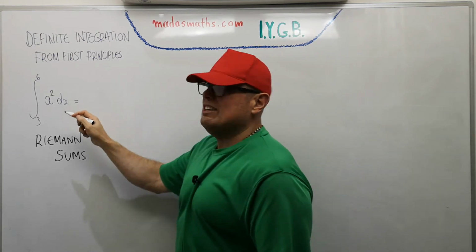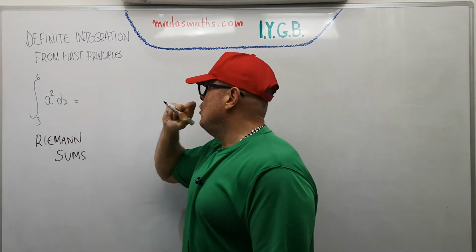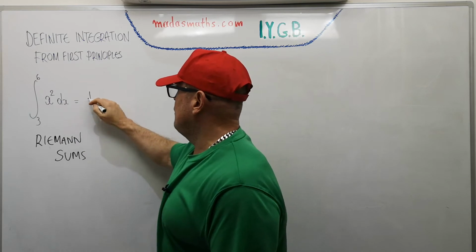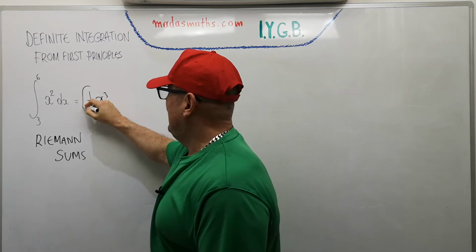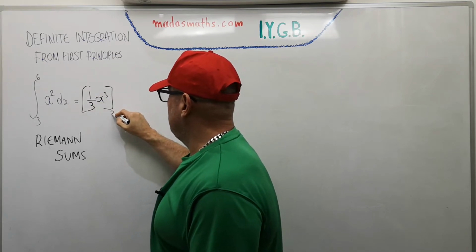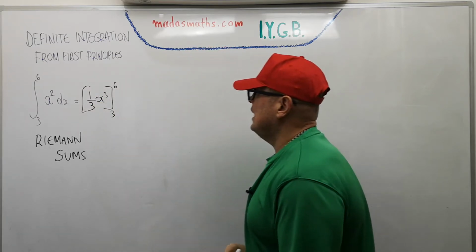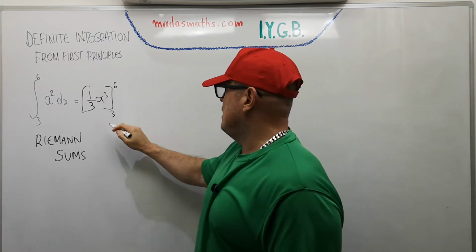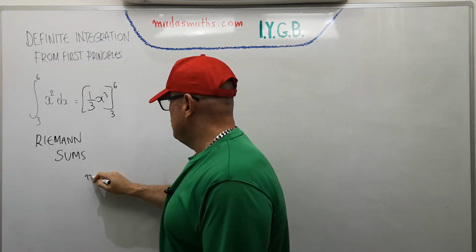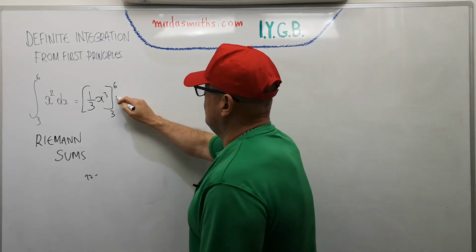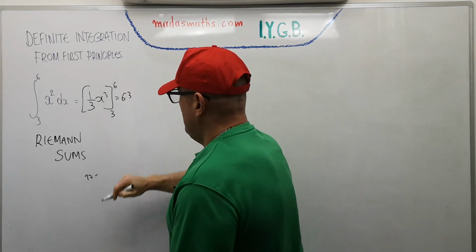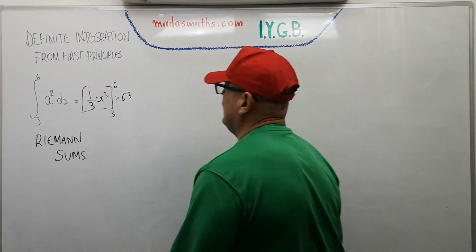First of all, let's evaluate this so we have an answer for what we ought to be getting eventually. That's a very easy integral, of course. It's a third x cubed between the limits of 3 and 6. So 6 cubed is 216 divided by 3, which is 72. Take away 27 divided by 3, which is 9, gives 63. So this should give us 63 here. But of course, we're going to do it very differently now.